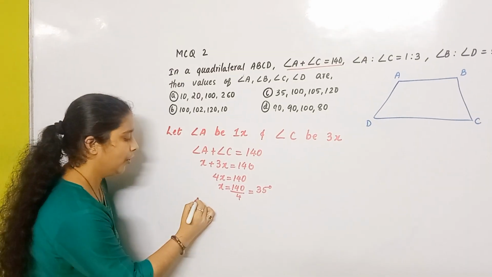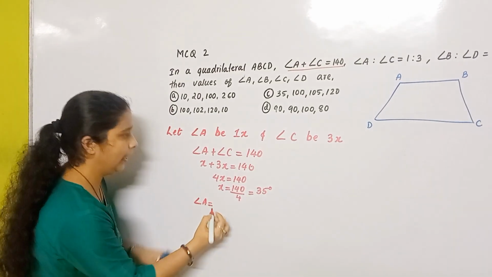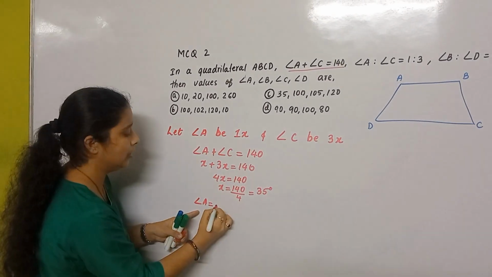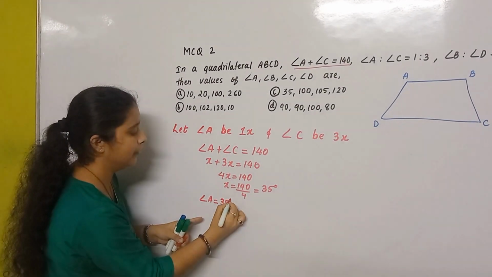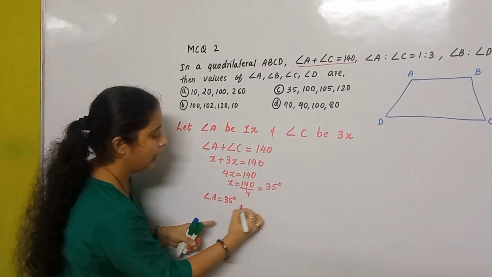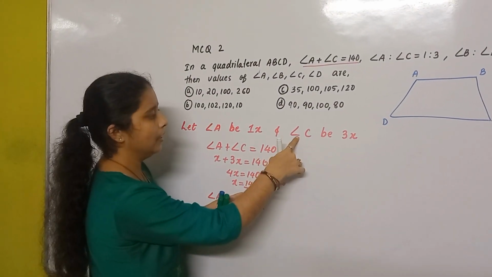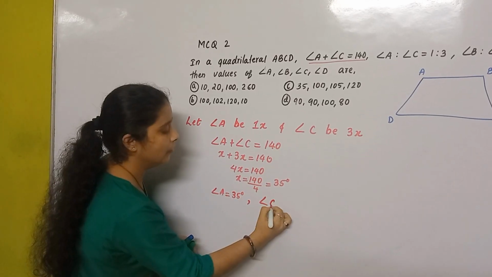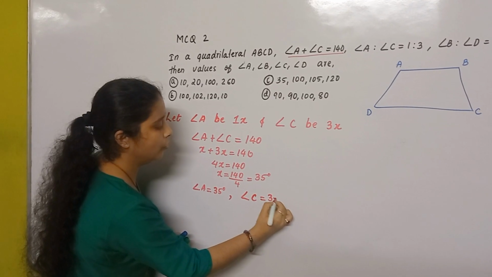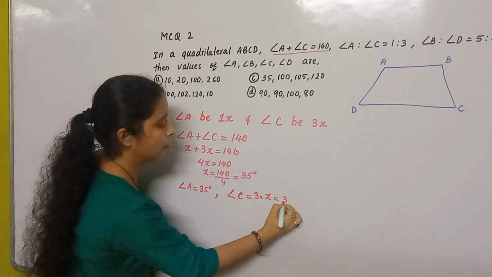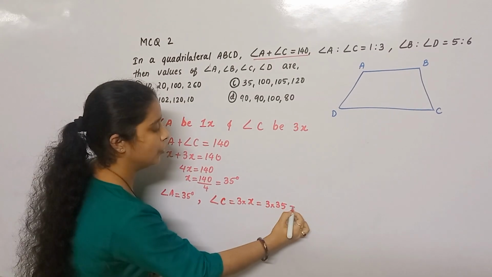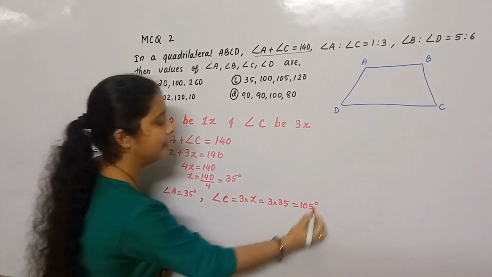Now from here I get the value of A, which is nothing but 1x, which is equal to 35 degrees. Similarly, I also have the second angle value, that is angle C, which is nothing but 3 into x, which is equal to 3 into 35, which goes to 105 degrees.